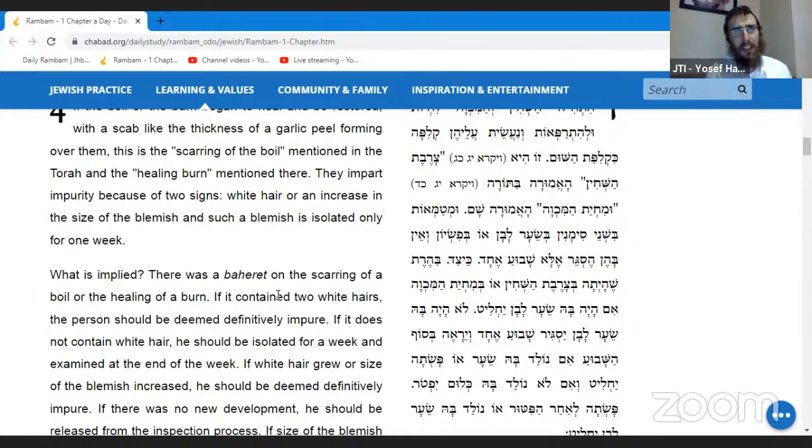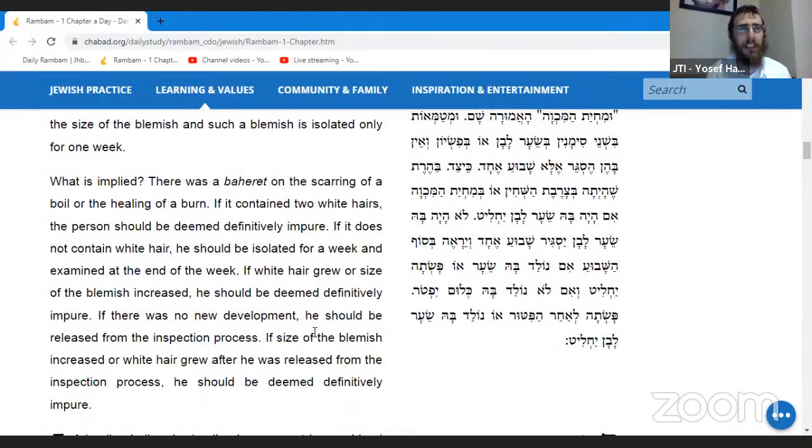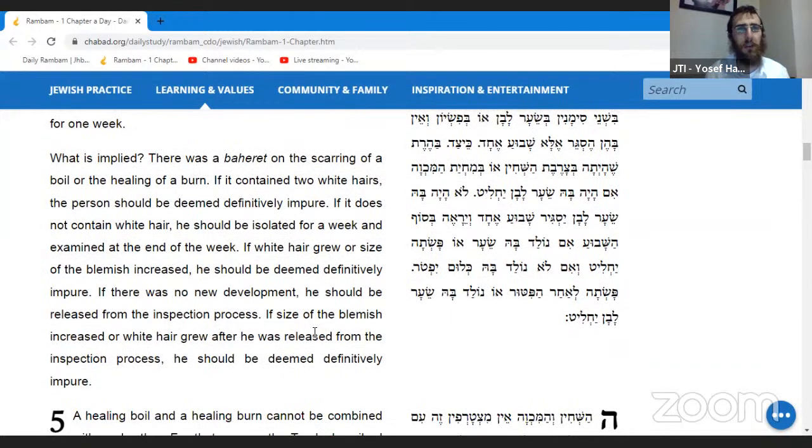What is implied? There was a baheres of the scarring of a boil or the healing of a burn. If it contained 2 white hairs, the person would be deemed definitively impure. He is tameh. There are 2 white hairs over that white spot. If it does not contain white hair, he should be isolated for 1 week and re-examined at the end of the week. If the white hair grew or the size of the blemish increased, then he is tameh, definitely. If there was no new developments, he should be released from the inspection process and is pure.